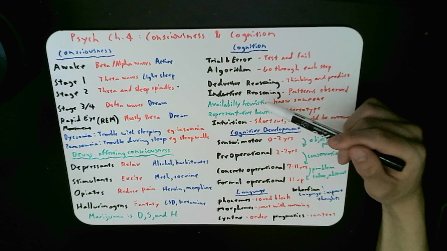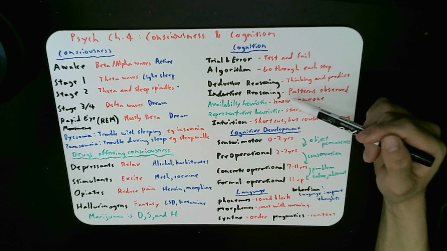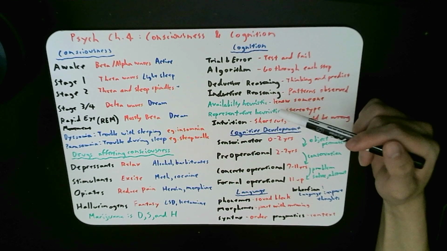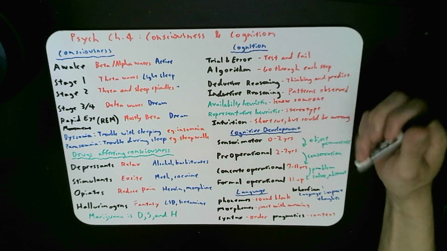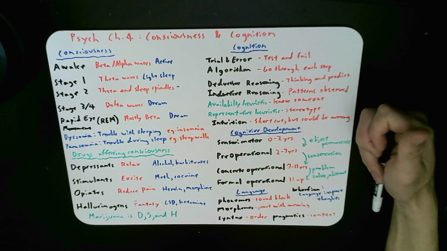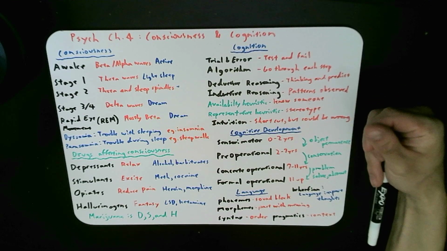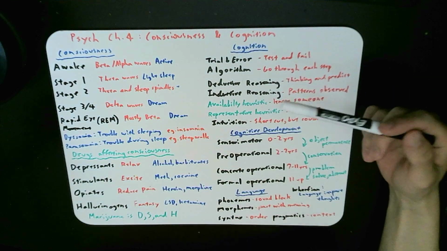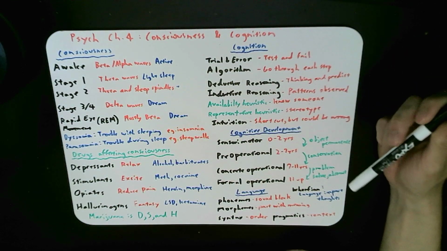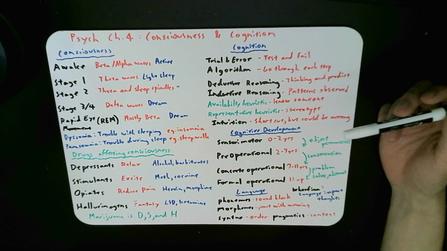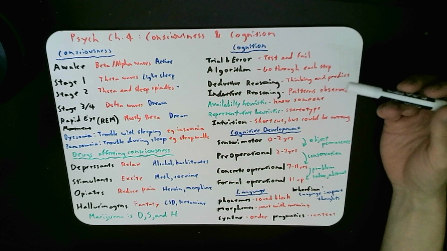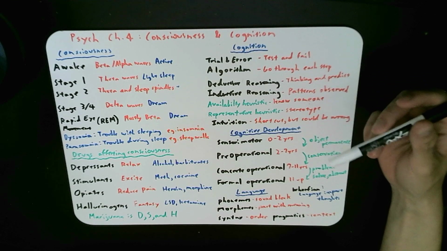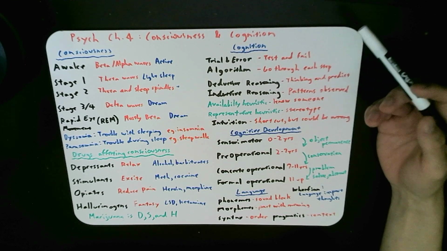Availability heuristic: I labeled heuristics in green because they are shorthands that allow us to arrive at an answer quickly, but at the same time they could give us the wrong answer. Availability heuristic would be knowing someone or something personally, and then using that information to try to get the right answer.